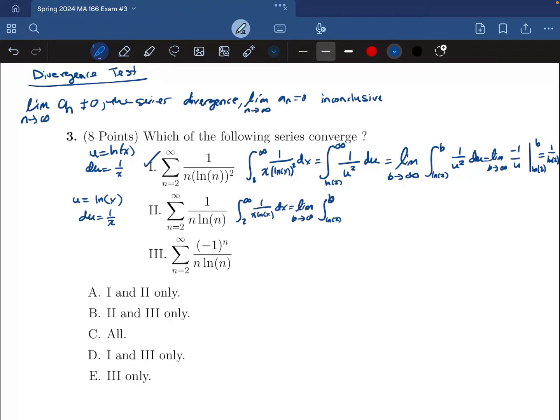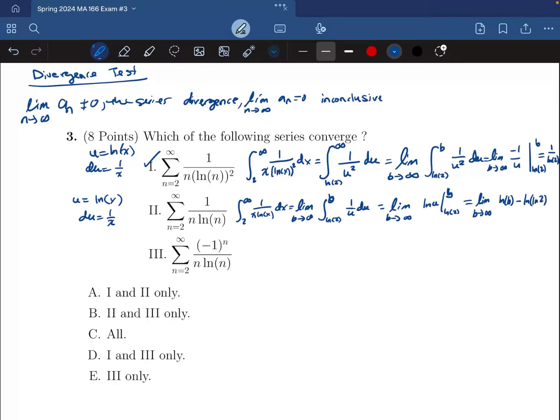So after I plug it in, I should get 1 over u du. Okay, and so now the antiderivative of this is natural log u from natural log 2 to natural log b. And if I write this out, I get the limit as b approaches infinity of natural log b minus the natural log of the natural log of 2.